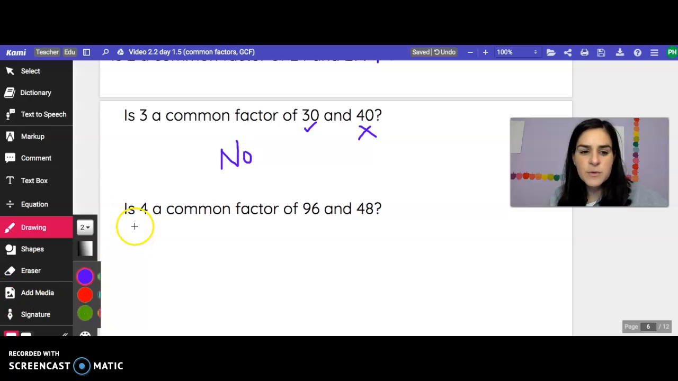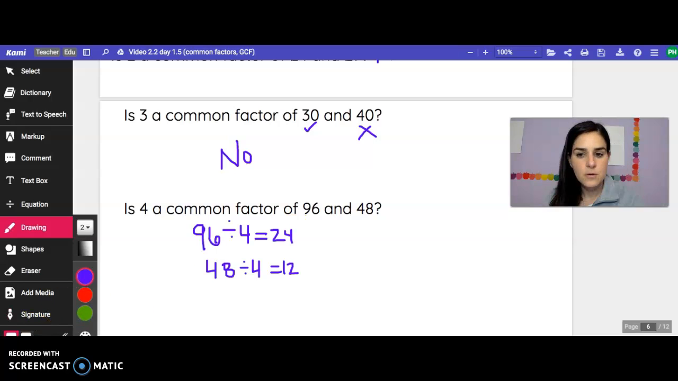Pause the video, see if you can figure out if 4 is a common factor of 96 and 48. They're pretty big numbers, but you're pretty smart, so try and figure it out. What did you find out? Is 4 a common factor? Well, I can do 96 divided by 4, and I can do 48 divided by 4. So yes, it is a common factor. You might have noticed that 48 is half of 96, and so if 4 goes into 96, it's definitely going into 48 because this is half of this.